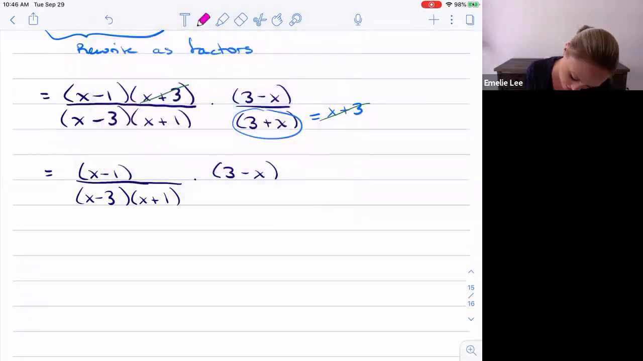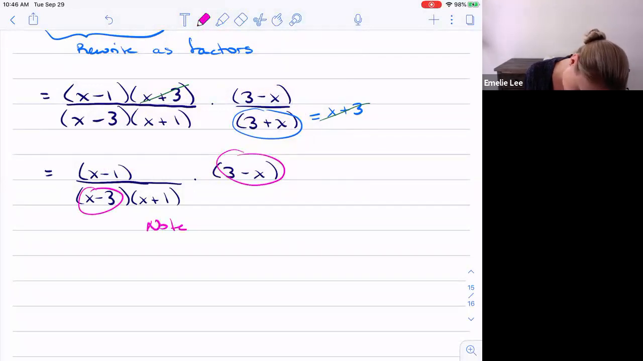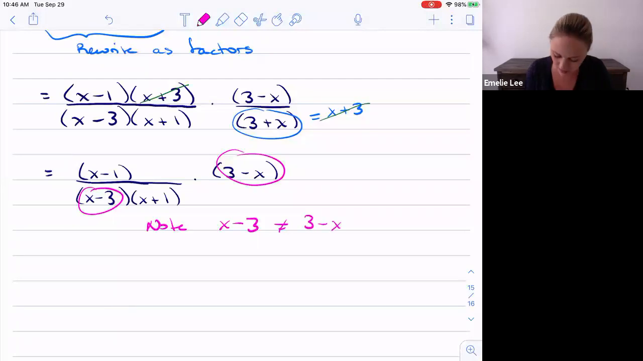One thing. Note that x minus 3 is not equal to 3 minus x. So we can't cancel those. So I guess that's simplified, I think. Pretty sure.